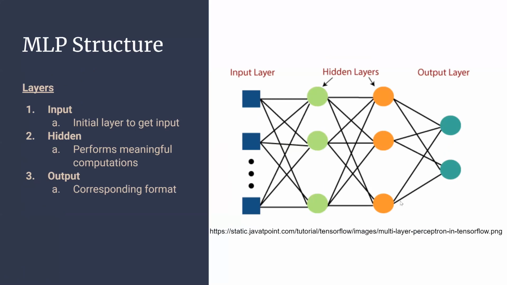And if we bring it out a bit more, an MLP has different layers in it. There's the input layer, which is basically the layer that gets the input, hence the name. We also have hidden layers that perform the important computations in order to make the predictions. And then the output layer, which displays the output in the corresponding format that you like. So this is the MLP structure.